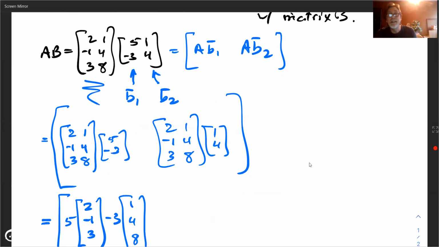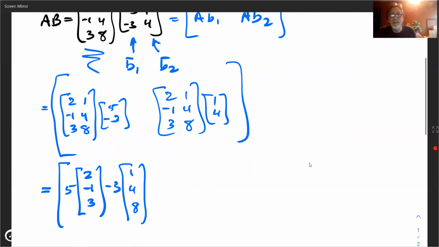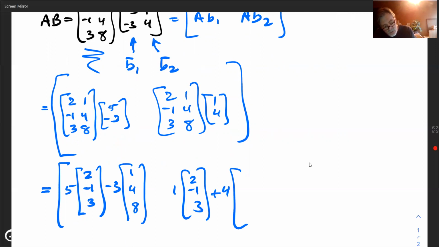And when you put those two together, guess what we're going to get? We're going to get a 3 by 1 vector, aren't we? And that's the first column. And then the same thing over here: we're going to go 1 times 2, -1, 3. See the structure and how it kind of fits together nicely? And then 4 times 1, 4, 8. And a big old matrix there.